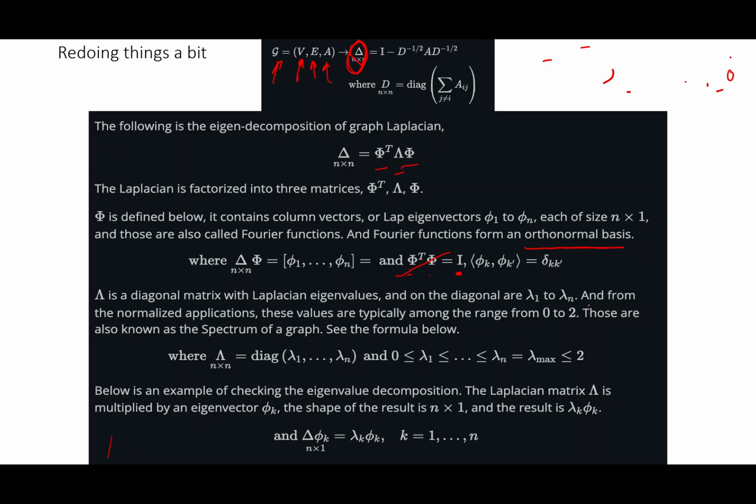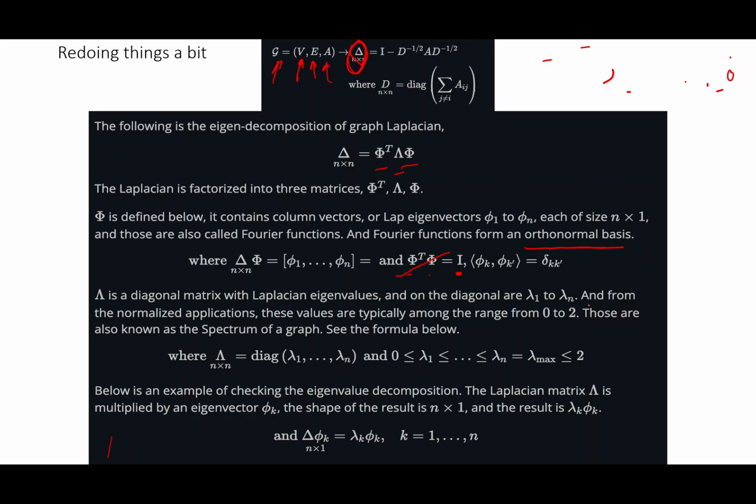So below is an example of checking the eigenvalue decomposition. The Laplacian matrix is multiplied with the eigenvector phi k. The shape of the result is n cross 1, and the result is lambda phi k. That's just the way eigenvectors are defined: the Laplacian times phi k will be lambda times that phi k, where lambda is the eigenvalue, and the lambdas will be between 0 and 2. That's basically it.